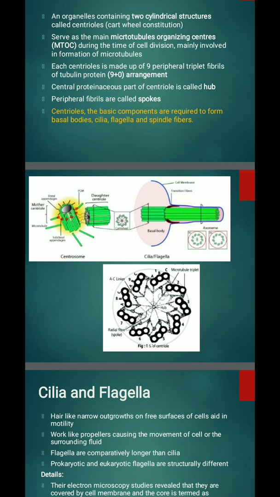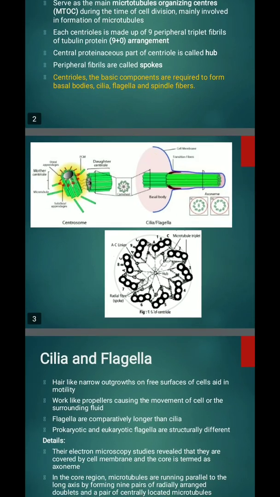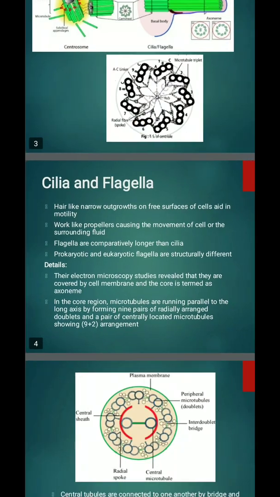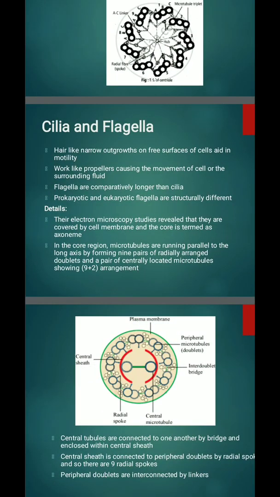And now the next question that comes to our mind is where these centrioles are located. These centrioles play a very major part in cilia, flagella and other kinds of spindle fibers, or in other words, microtubules. So these are the structures which are present in the formation of cilia, flagella and spindle fibers. So now we need to discuss cilia and flagella.